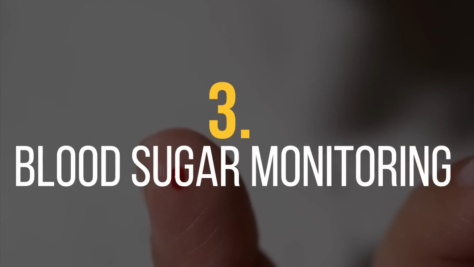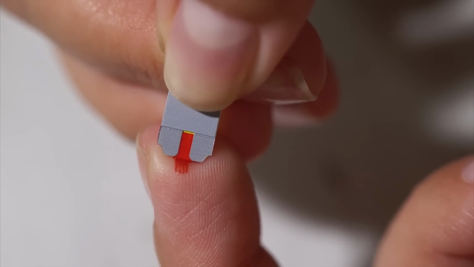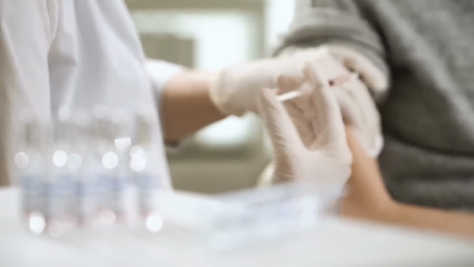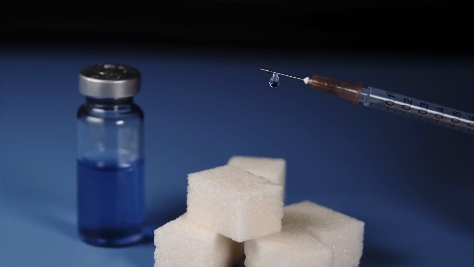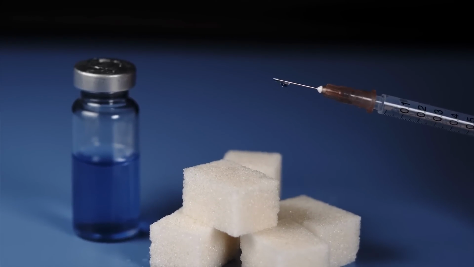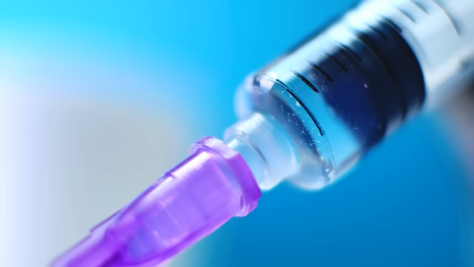Number 3. Blood sugar monitoring. It is very necessary for people who have diabetes type 1 or type 2 who use insulin to monitor their glucose levels with a blood glucose monitor or continuous glucose monitor, CGM. Because it displays your glucose levels over the preceding 2 to 3 months on average, your doctor will probably want to check your A1C on a regular basis as well.